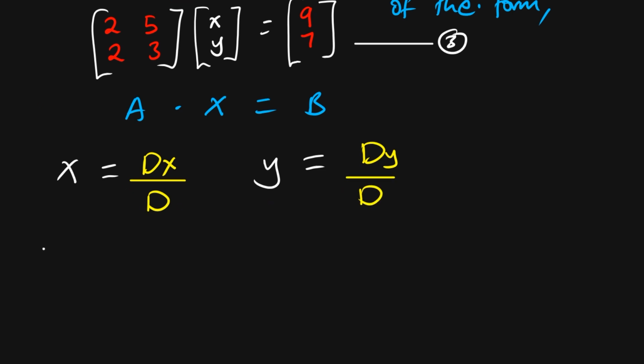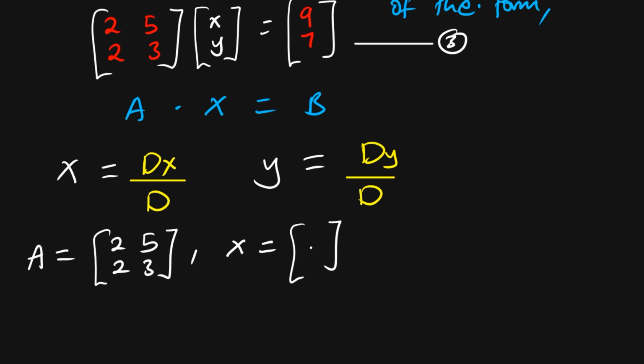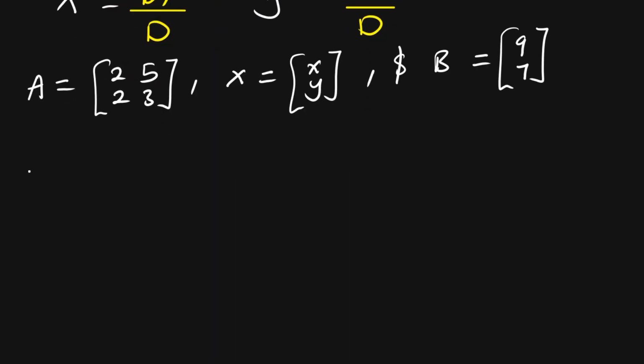But from equation 3, matrix A corresponds to 2, 5, 2, 3. Matrix X corresponds to the vector of unknowns, which is x and y, and matrix B corresponds to 9, 7, which is the vector of constants or the matrix of constants. So let's obtain the determinant for A.